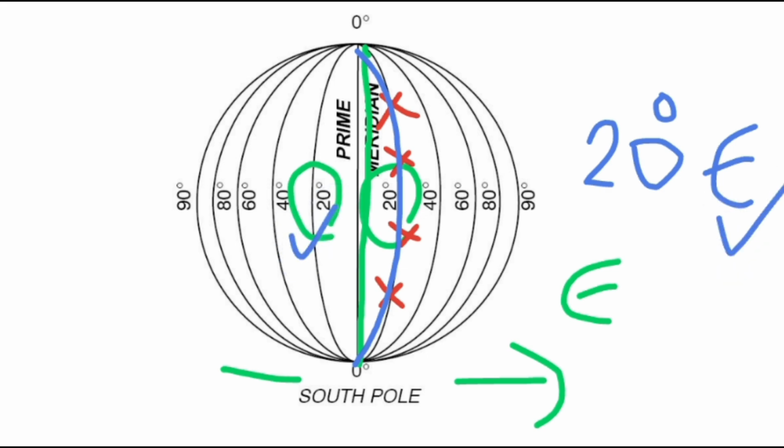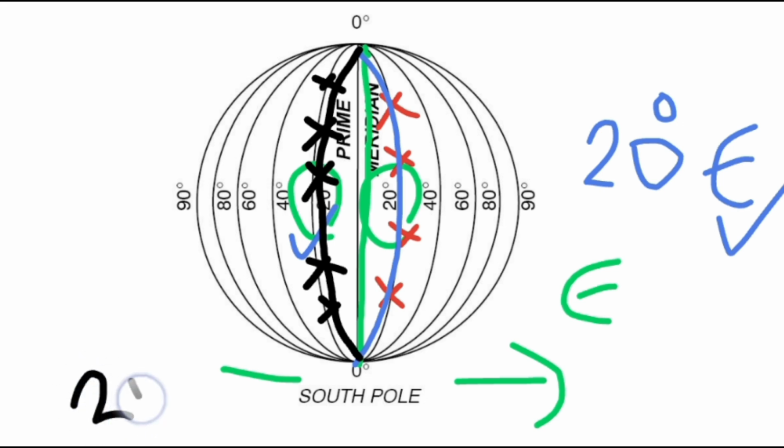Then what is this one? We are marking all the points which are at 20 degrees on the western side. We connect all these points, and then we get something which is referred to as 20 degree west. Do you understand what we mean by west? West from the prime meridian.